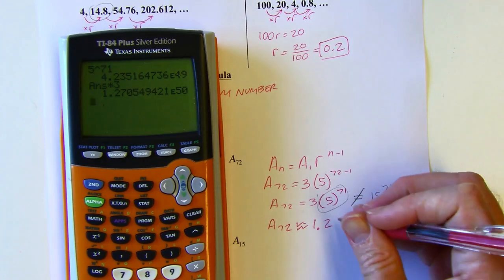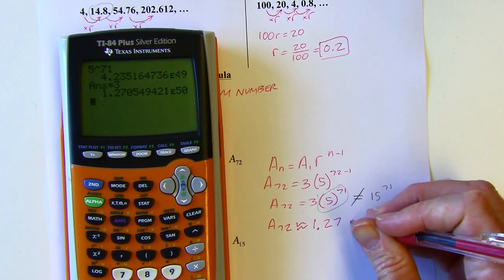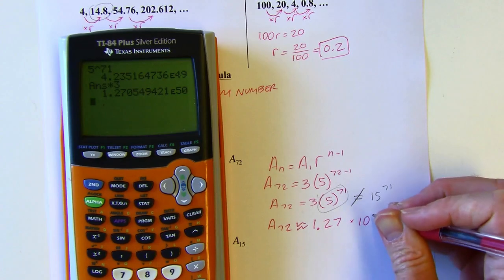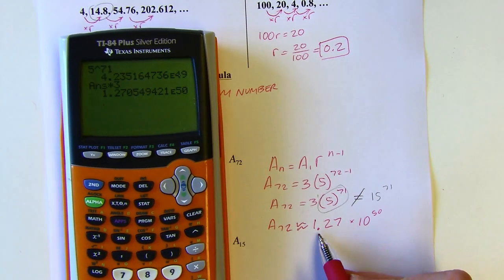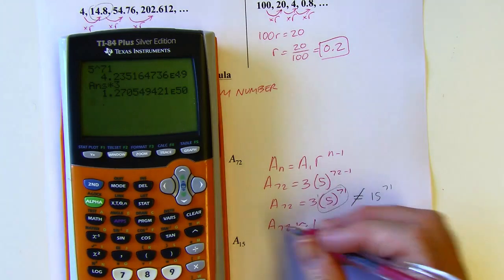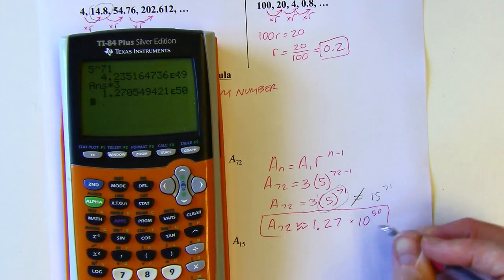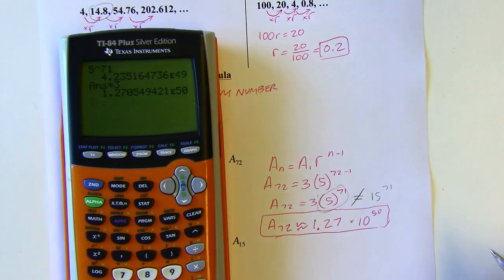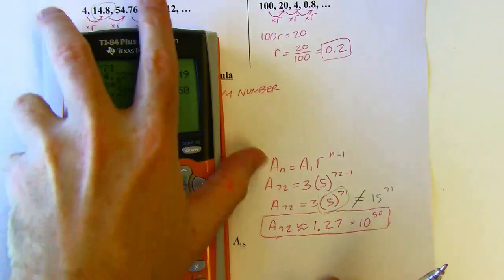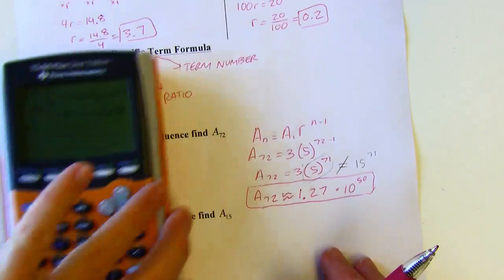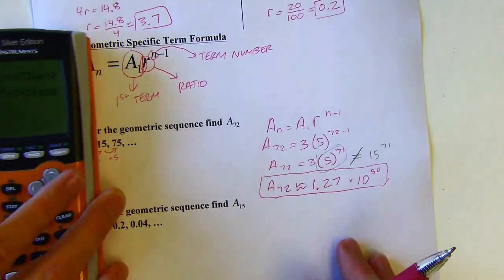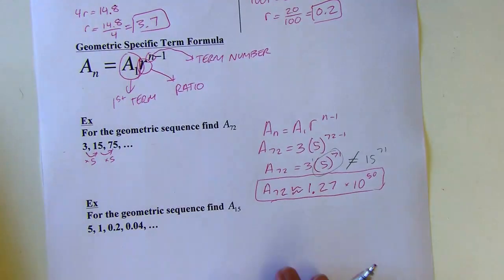So this is about 1.27 times 10 to the 50th. So that decimal is moved 50 spots to the right from there. Very large number. Okay, and once your calculator goes into scientific notation, I would just write your answer in scientific notation, at least for my class. Okay. All right. So let's try another.